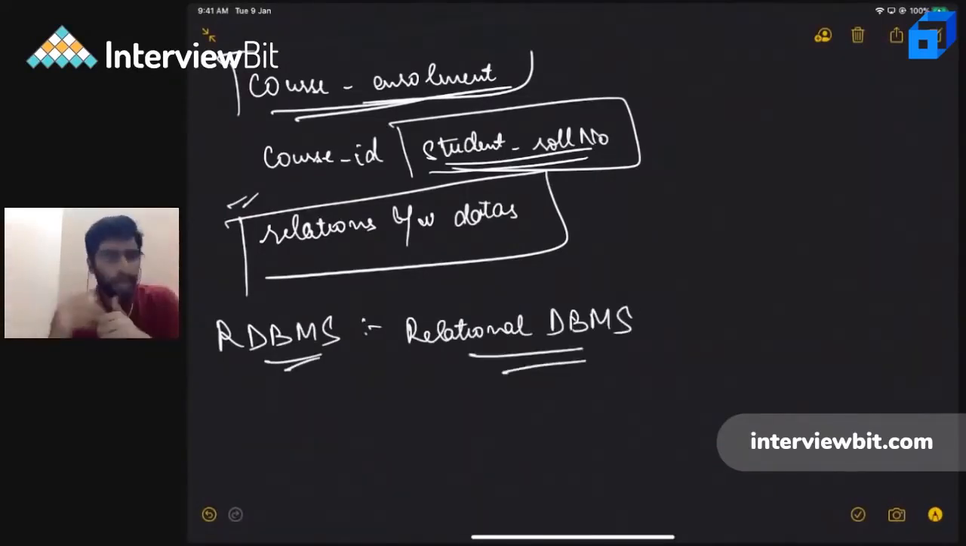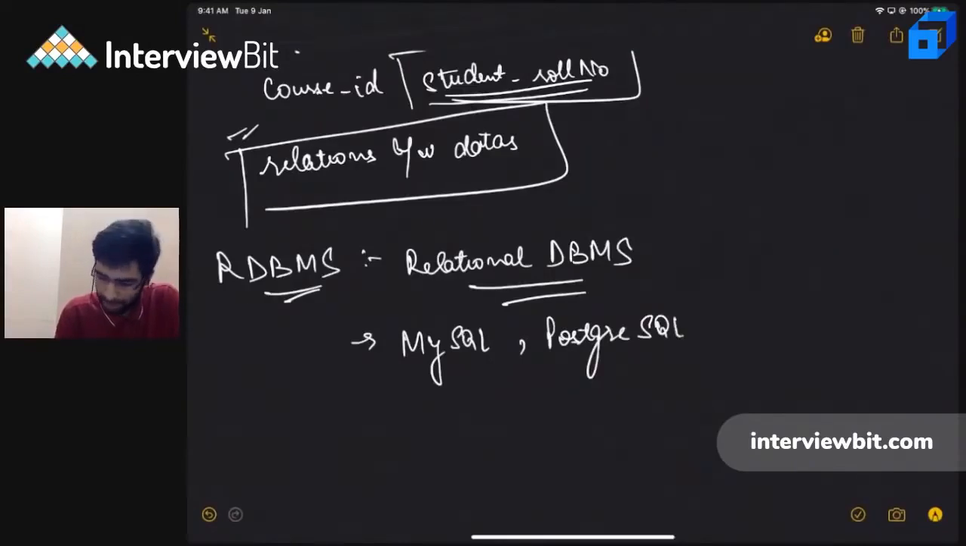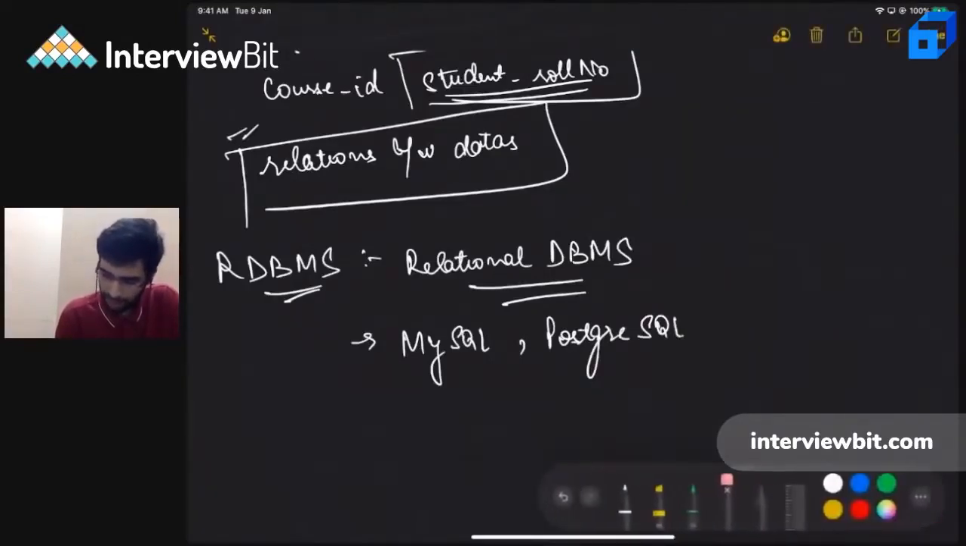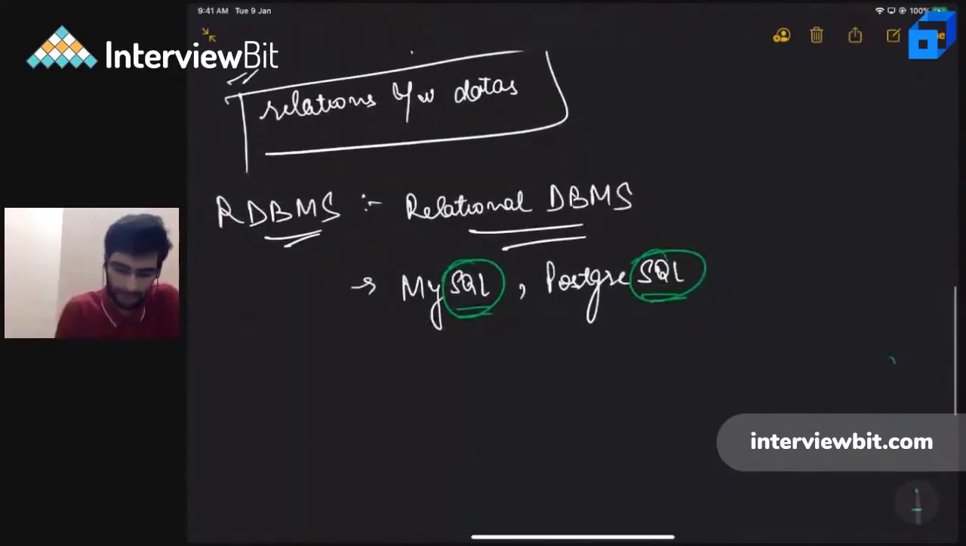Okay. What kind of RDBMSs exist? There are different varieties of RDBMS that exist in the open source industry and are used very widely by different companies. Some of the popular examples are MySQL and PostgreSQL. In these two terms, you would have noticed one thing repeating: SQL. What is this SQL? SQL stands for Structured Query Language.